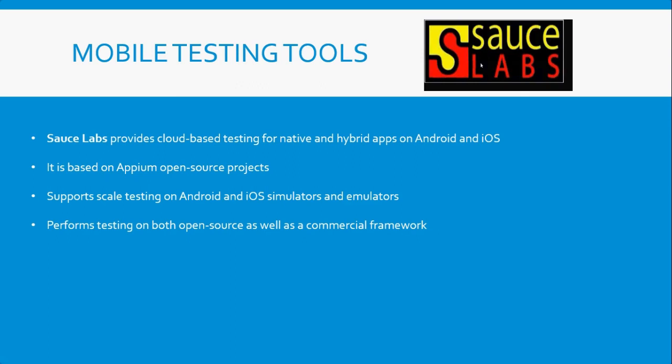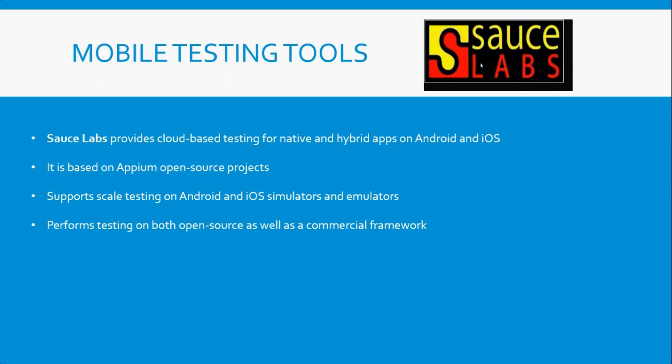Now, another type of mobile testing tool is Sauce Labs. Sauce Labs is also a cloud-based testing framework for native and hybrid applications on Android and iOS. It is based on the Appium open source project. It supports scale testing on Android and iOS emulators and simulators as well, and it also performs testing on both open source and commercial frameworks.